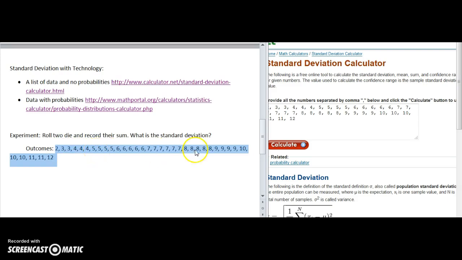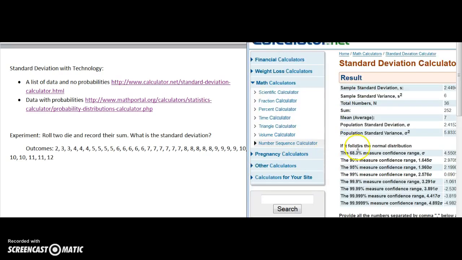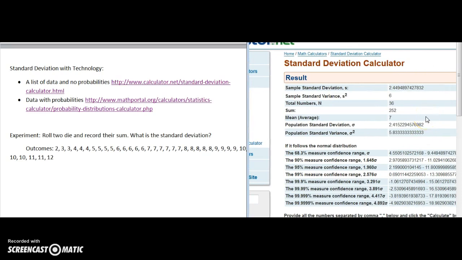I've copied that data and pasted it into the website. I click Calculate, and I look over and find the correct information. I'm looking for a population standard deviation sigma. I see that my standard deviation is 2.4. So for rolling 2 dice, the standard deviation is 2.4.